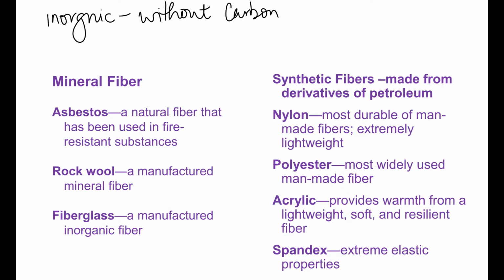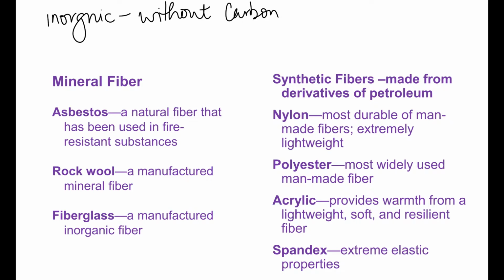So nylon is super durable. It's the most durable, actually, of the man-made fibers, and it's very lightweight, so we use it to make clothing that we don't want to bog us down or hold us down. Think of windbreaker type jackets that are really, really light and make that swishing noise, but those are made out of nylon. Then there's polyester, and polyester is the most widely used man-made fiber, and it was made to mimic cotton.